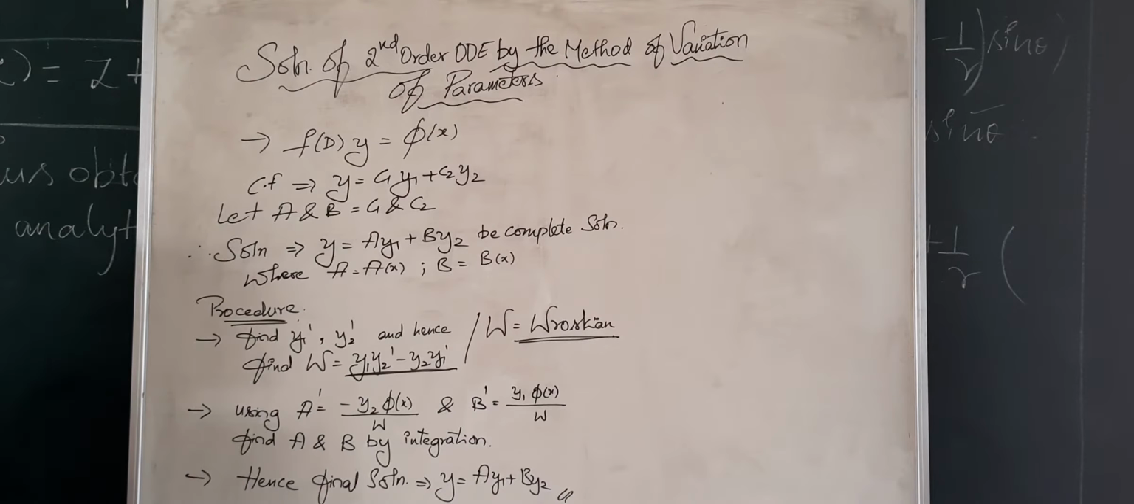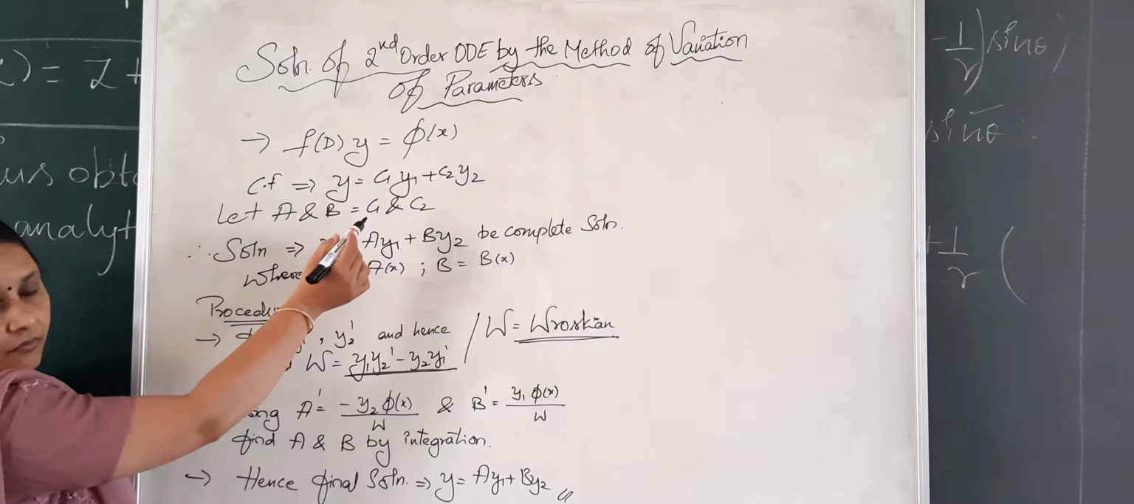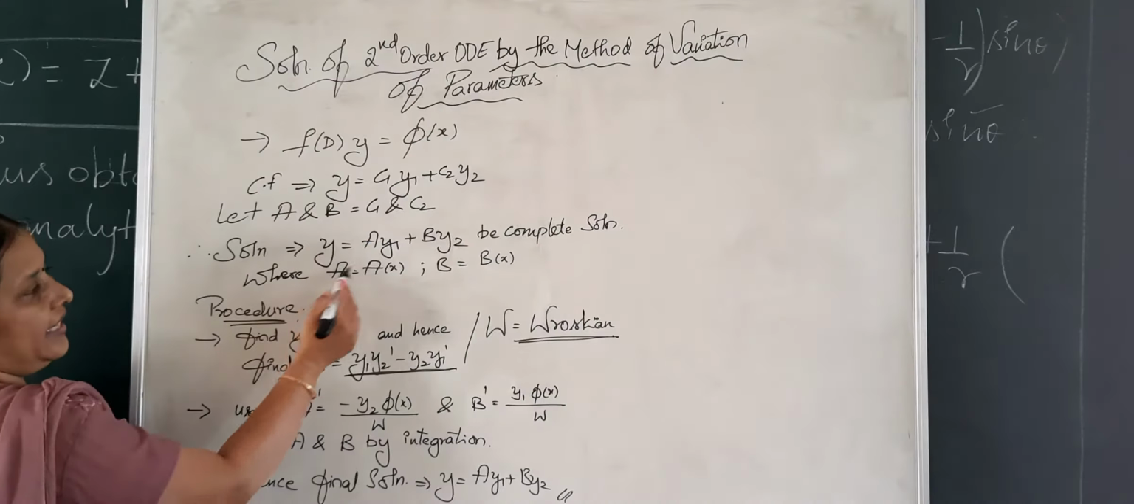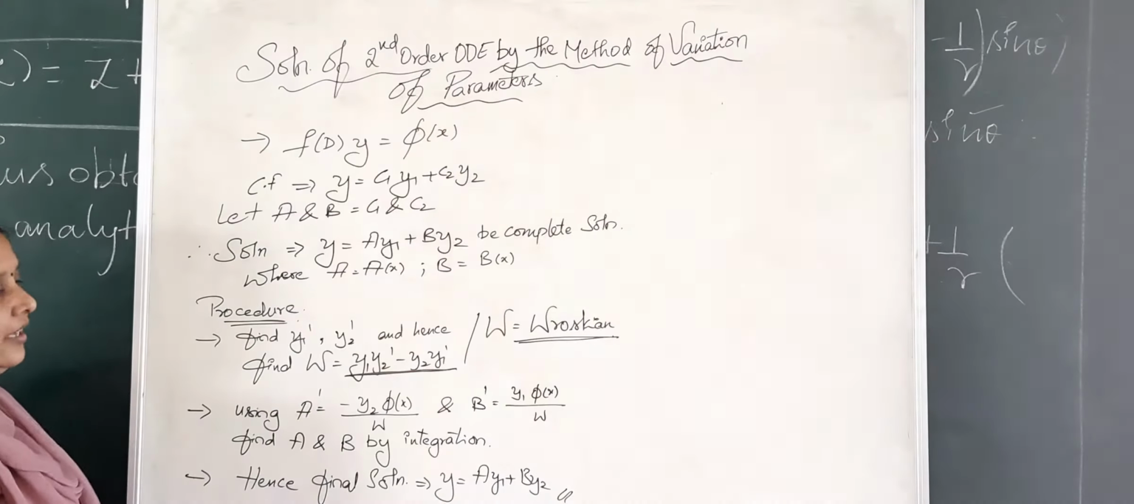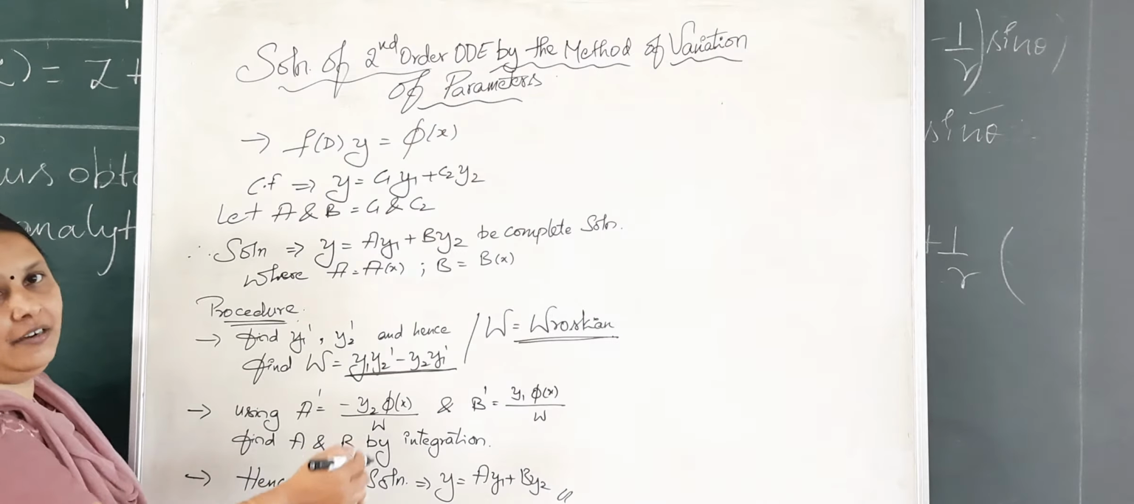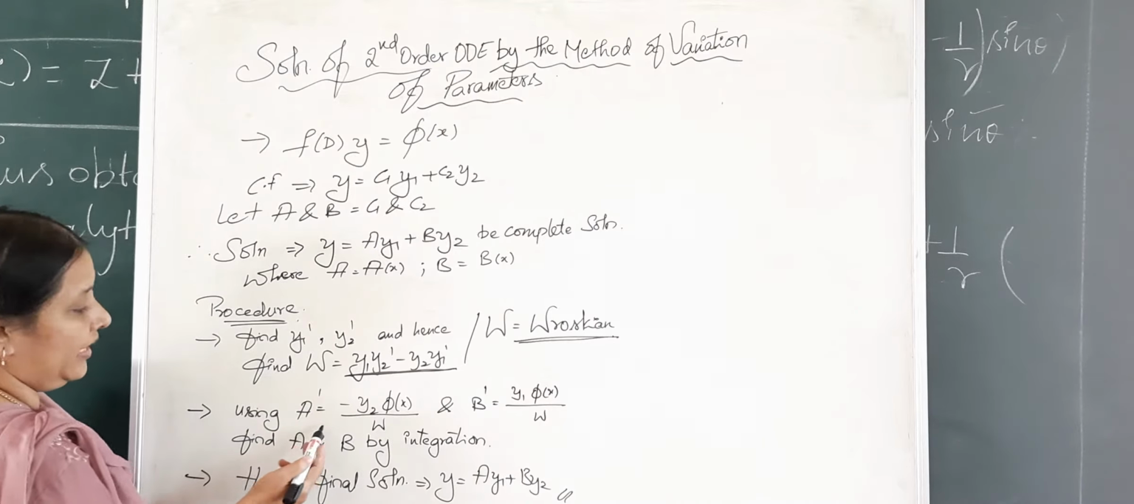Understood? So after getting the CF, replace C1 and C2 by A and B. Using y1 and y2, find the Wronskian. Using the Wronskian we can find A and B. For that we again have a couple of formulae. Look at this.